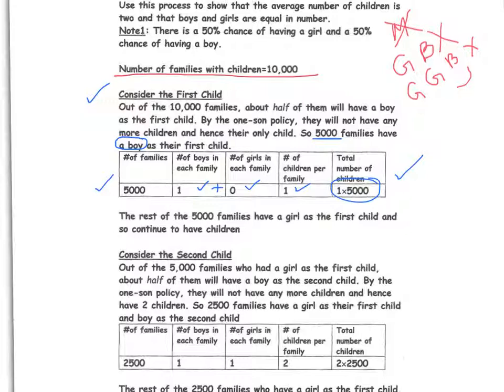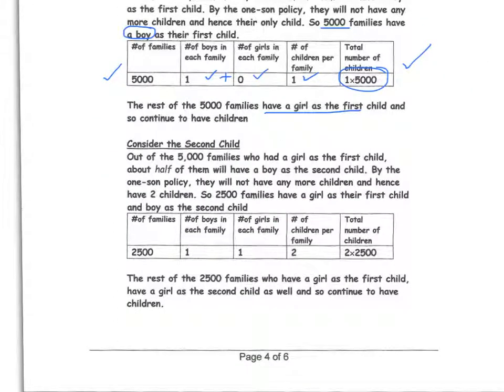The rest of the 5,000 families have a girl as the first child, so they don't stop having kids. They continue to have a second child. So in the first part of our analysis, we notice that 5,000 families have a boy, and according to the one son policy, they stop having children. Now we're interested in the other 5,000 families that had a girl as the first child, because now they're going to continue having children, and we consider the second child of these 5,000 families.